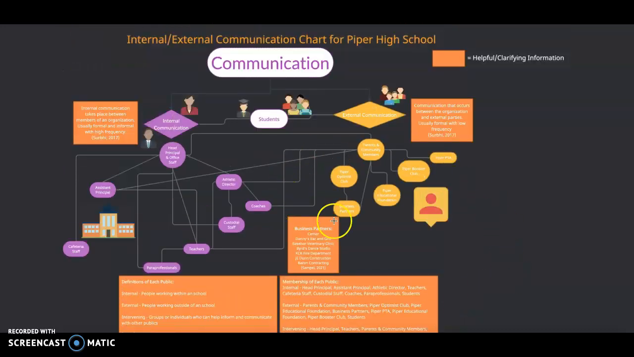Since they make up all of these groups, it's important to recognize that they're switching hats a lot and they're wearing a lot of hats. Part of it is being a parent in the community, and maybe they're the treasurer of the Piper Optimist Club. One is for the benefit of their individual child, and one is technically for the benefit of the individual child, but also the benefit of all the students involved.